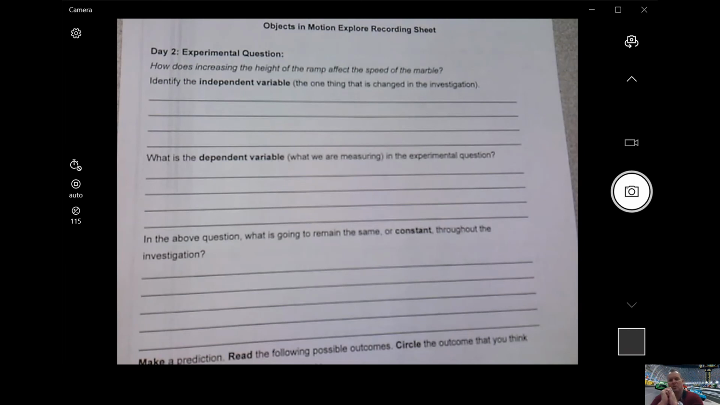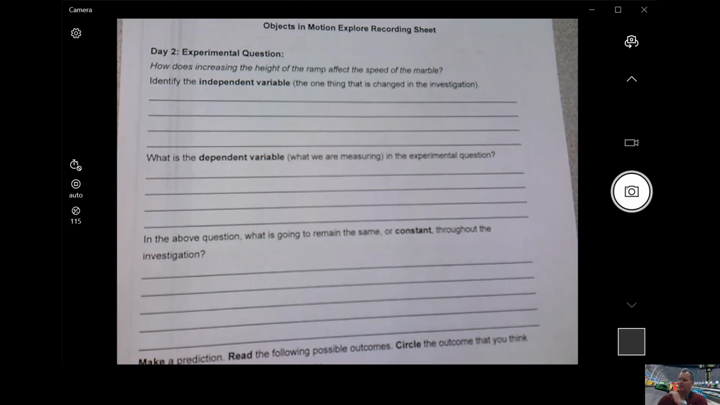And it's always good to put what tools you're going to use. So if you're going to use a measuring tape in centimeters, and use a stopwatch and measure in seconds, and then calculate the speed, which is distance divided by time, which is very cool. So that's what you would put for dependent variable.